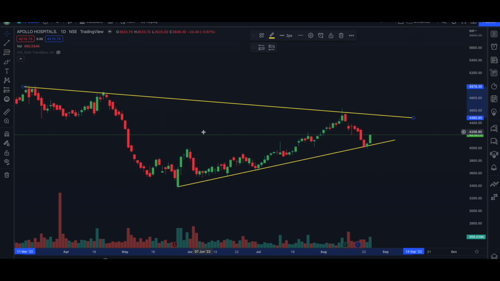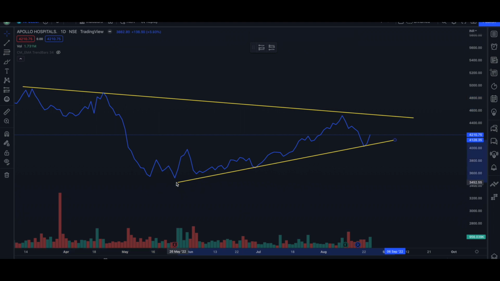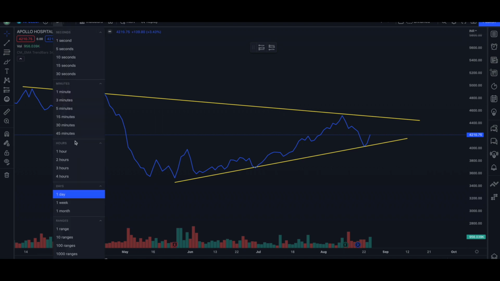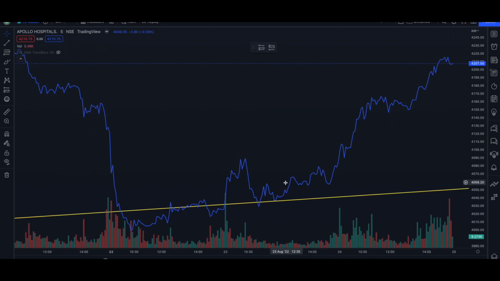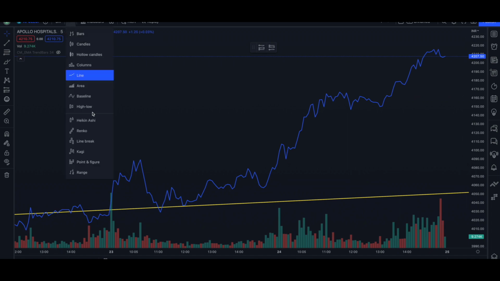Now anyone who's finding it difficult to identify support and resistance level or to draw a trend line, I suggest you switch to line chart. In line chart, can you see it's easier to draw the support and resistance level? But our goal is to find trade opportunity in intraday. So we will switch the time frame to 5 minutes. Now on a 5 minutes time frame chart, the market opened here with a good gap up. Now let's switch back to candlestick chart.